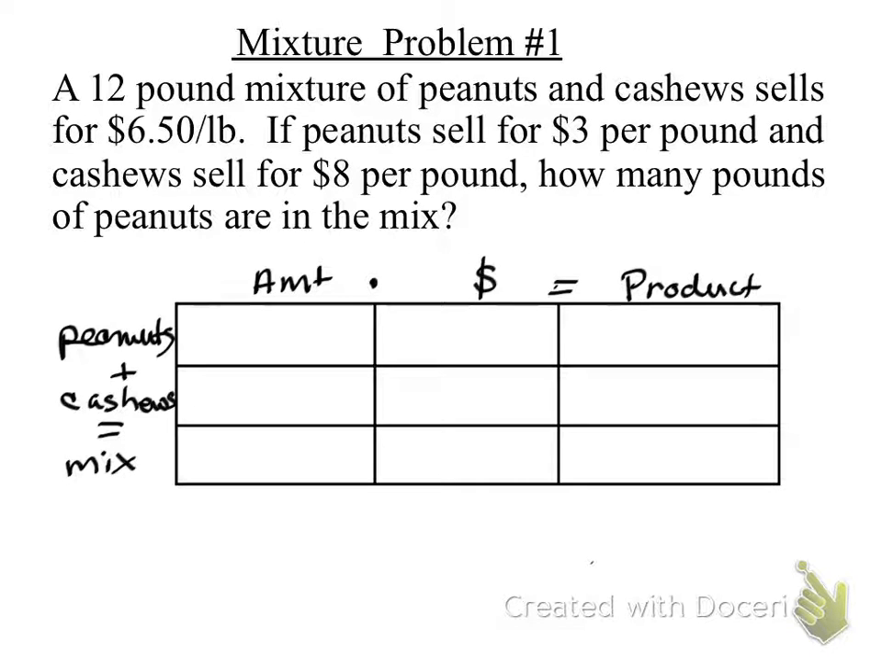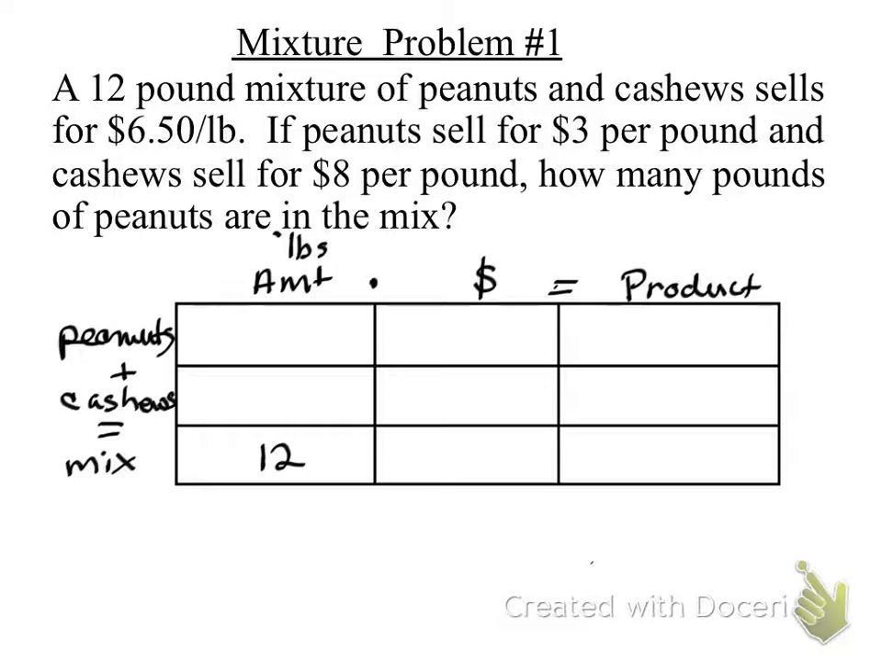Okay, do you guys want to pause it and just start trying to fill in this box? Not by ourselves. Okay. So, a 12-pound mixture of peanuts and cashews. Where would the 12 go? In the mix of amount, the first column, bottom triangle, so that will be a 12. That's 12 pounds, because this is amount. These are my pounds. This is my dollar amount.